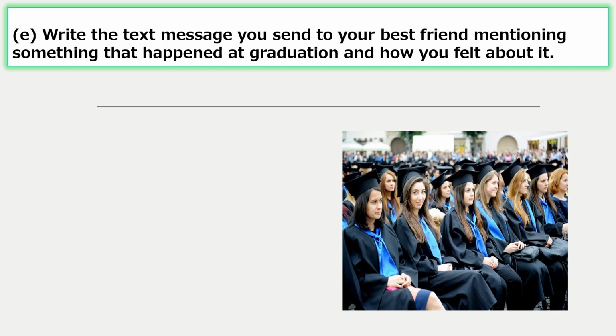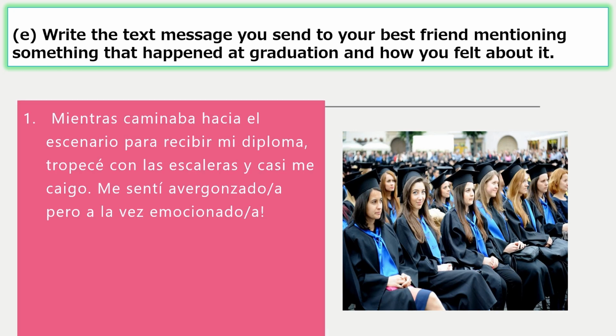Okay, so now let us look at the first possible response. Mientras caminaba hacia el escenario para recibir mi diploma, tropecé con las escaleras y casi me caigo. Me sentí avergonzado o avergonzada, pero a la vez emocionado o emocionada. As I walked towards the stage to receive my diploma, I tripped on the stairs and almost fell. I felt embarrassed but excited at the same time. Okay, now let's look at another response.